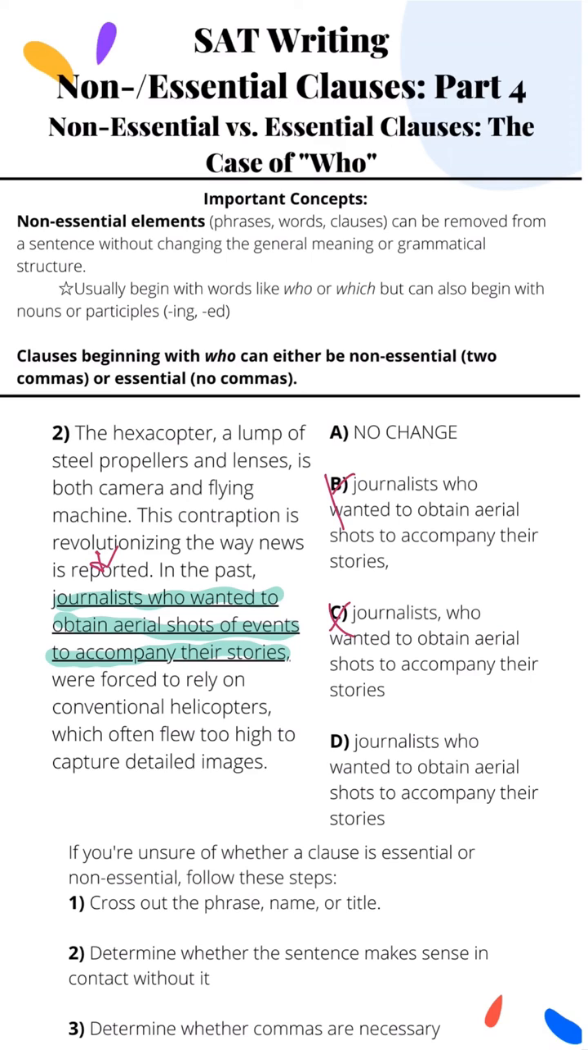is essential to the core meaning of the paragraph, because based on the context, it's clear that the sentence isn't talking about journalists in general, which would make it non-essential, but rather about a specific group of journalists, those who wanted to obtain aerial shots. So since that information is necessary to define what type of journalist we're talking about here, no commas should be used because the information is essential to the paragraph. So D is our correct answer.